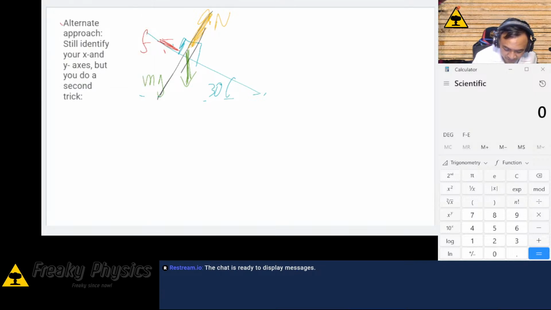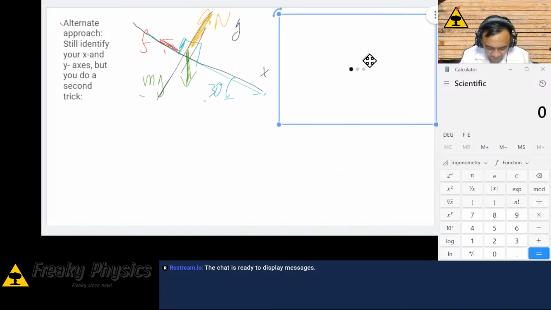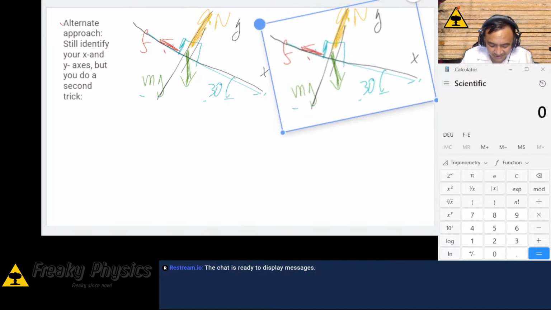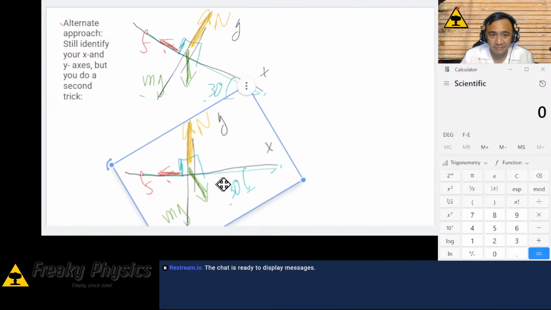Now the trick that I always let beginner students do, and those who still struggle after a while, is this. I'm gonna take a screenshot to really show you what's happening. So here is a copy of the same problem as a screenshot. What you're gonna do is rotate the whole problem so that it looks more or less familiar to you, a vertical and horizontal set of axes. So that's the trick here.